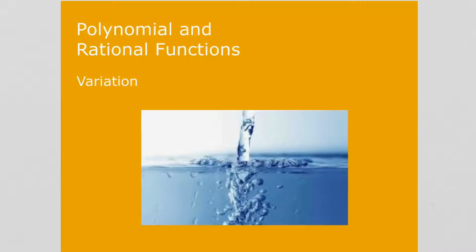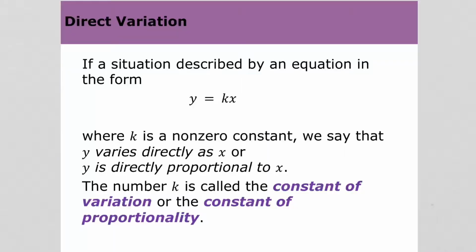Today we're going to talk about variation. Variation is an application of functions, and there's 5 different types of variation that we'll discuss. The first is direct variation. If you have y equals kx, where k is a constant, any number, then we say y varies directly as x. Or we could say y is directly proportional to x.